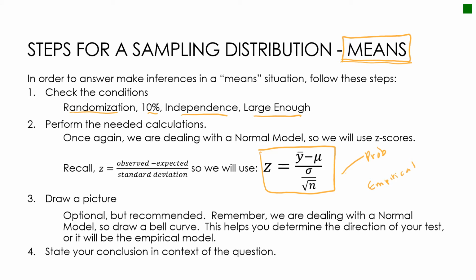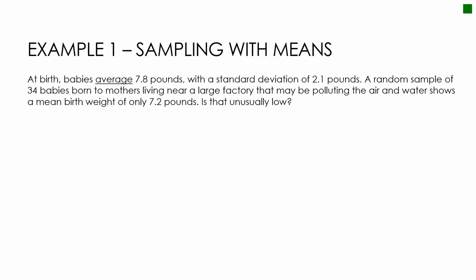And so maybe all of my calculations will just be to find the standard deviation, which is sigma divided by square root of n. So it really depends, and I'm going to give you some of each type of question. Then we're going to state our conclusion in the context of the question. So let's take a look at our first example, sampling with means.